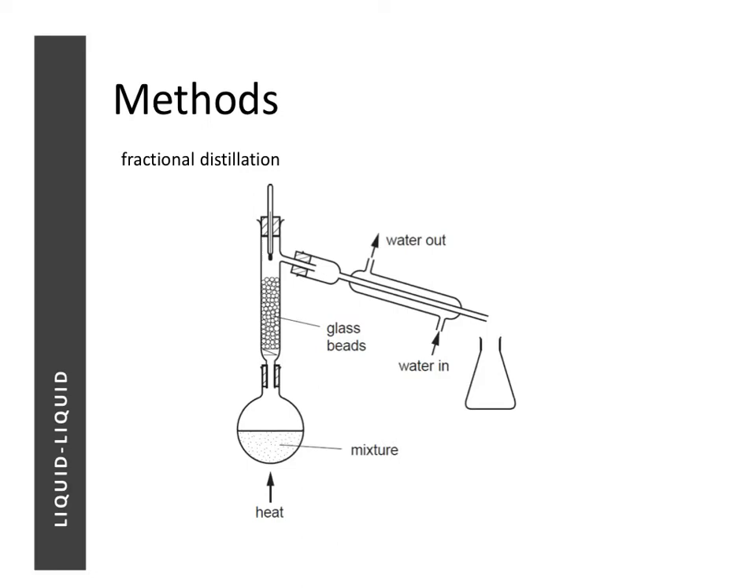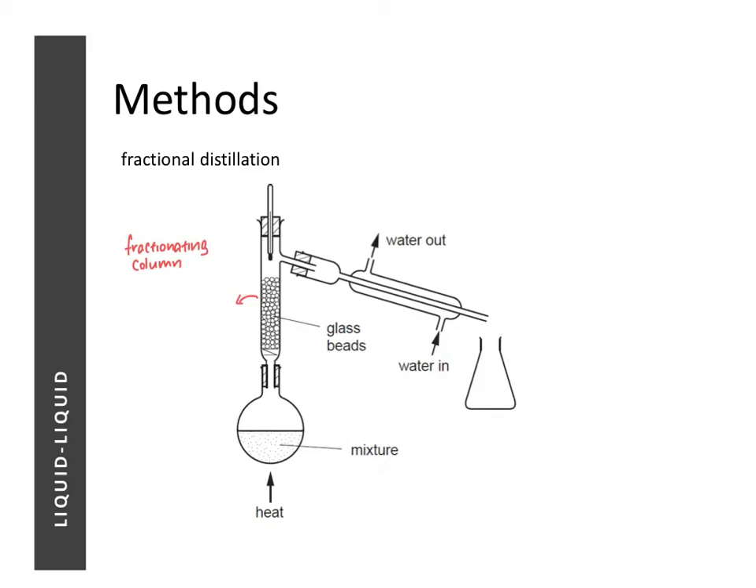So this is the experimental setup for fractional distillation. It looks very similar to simple distillation, just that we have one additional piece of apparatus. What is this apparatus called? It's called a fractionating column. Okay, in a fractionating column, it contains a lot of glass beads. We will see what the glass beads are for in a while.